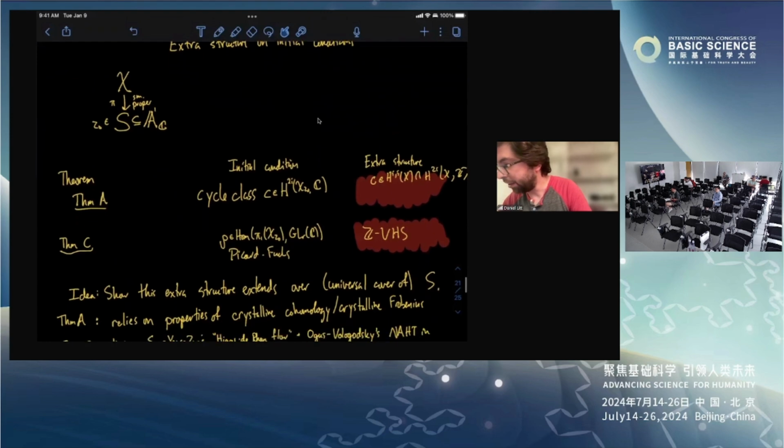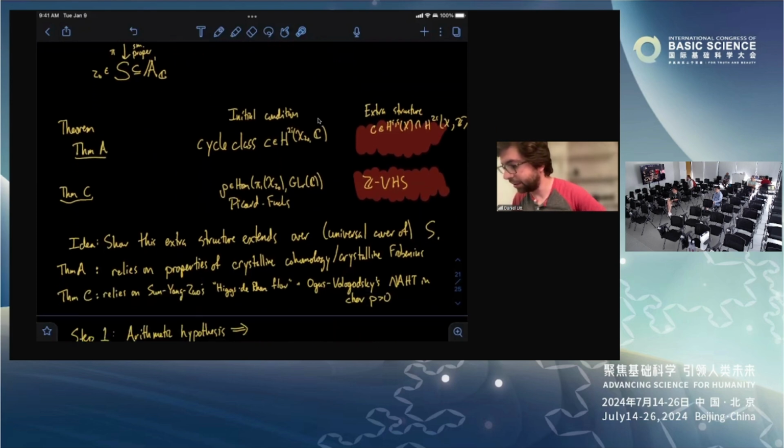Okay. And the main idea of the proof is to show that under this arithmetic hypothesis on the coefficients of your Taylor series expansion, this extra structure extends over the universal cover of S. In other words, you start with some function f, so that f of z0 is a cycle class, and you want to show, maybe not that f of z is a cycle class for all z, but that it stays in some given piece of the Hodge filtration. Or here, f of 0 corresponds to some representation which is Picard-Fuchs, and you want to show that f of z gives you a Z variation of Hodge structure for all z.